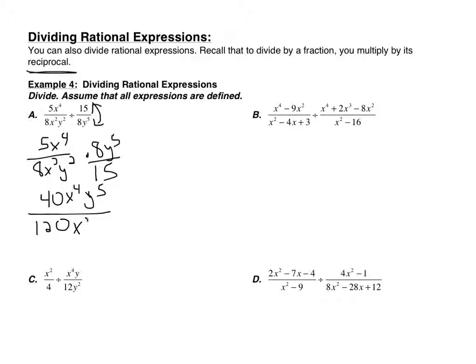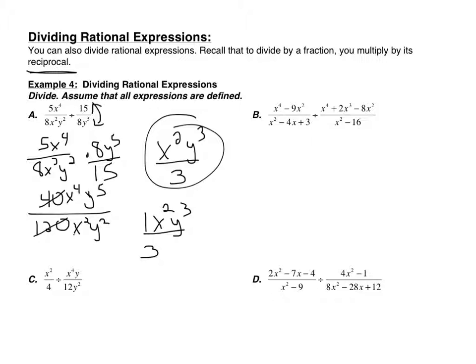x squared, y squared. And then I can go ahead and cancel. I can divide the top by 40 and the bottom by 40, and that gives me 1 on top, 3 on bottom. And x to the 4th divided by x squared is x squared on top. And y to the 5th divided by y squared is y to the 3rd on top. So my answer is x squared y cubed over 3. And since it says assume that all expressions are defined, I'm not going to define where x and y cannot be 0.